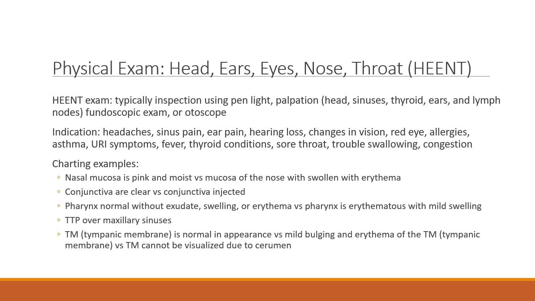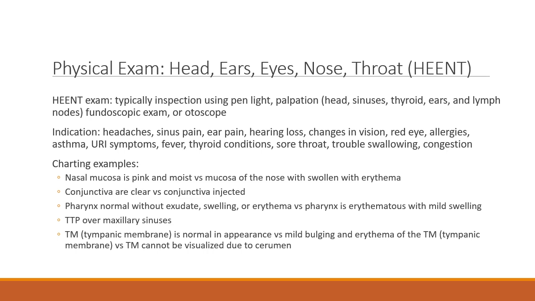This exam entails inspection of the head, mouth, eyes, nose, ears, and throat, palpation of the head, the sinuses, thyroid, the outer auricle of the ear, and the lymph nodes, and exams using special equipment like the fundoscope, which looks at the retina, or the otoscope, which looks inside the ear canal. We don't really do fundoscopic exams at Corazon, but I just wanted to make you aware that this is part of the typical HEENT exam.